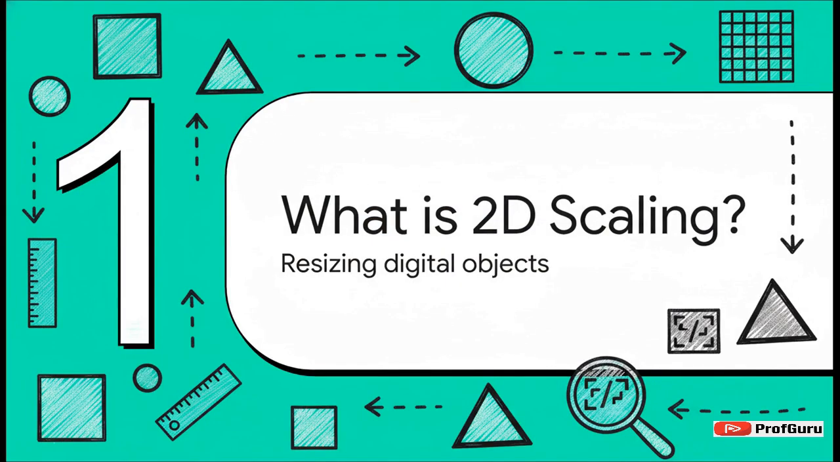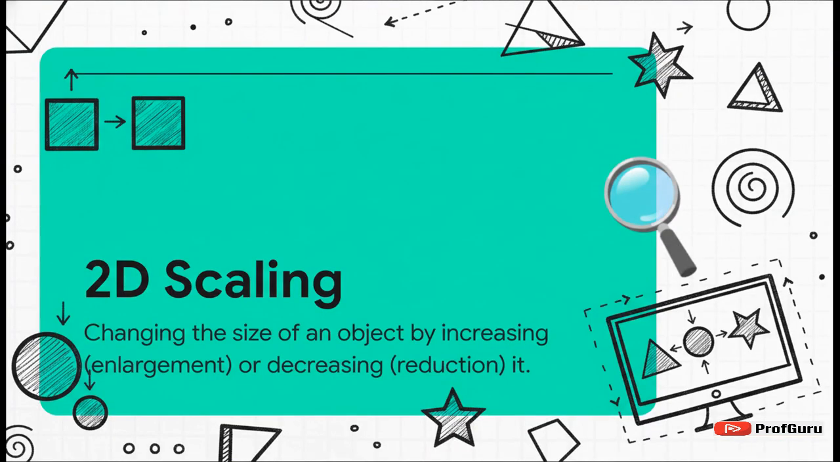So, let's start with the basics. What is 2D scaling? Well, to put it simply, it's the fundamental process of resizing digital objects right there on your screen. At its very core, scaling in computer graphics is just about changing an object's size. We can make it bigger, that's enlargement, or we can shrink it down, which we call reduction. It's this really basic transformation that underpins so much of what we do on our devices.